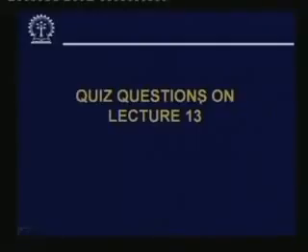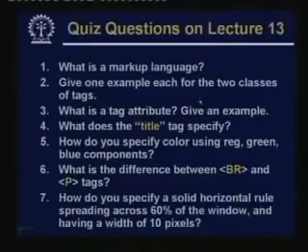So, now some questions from today's lecture. What is a markup language? Give one example each for the two classes of tags, one which appears in pairs, the other which does not appear in pairs. What is a tag attribute? Give an example. What does the title tag specify? How do you specify color using red, green and blue components? What is the difference between BR and P tags?